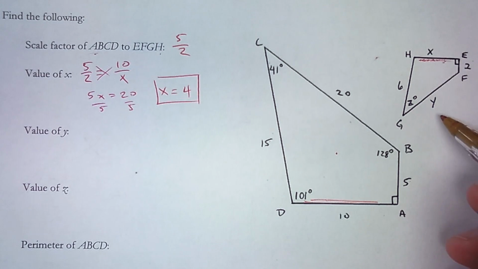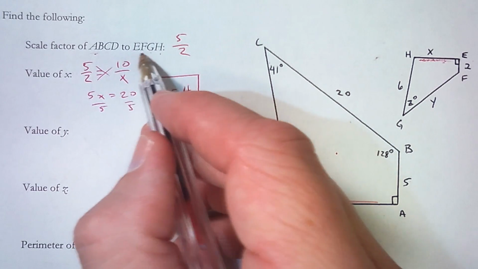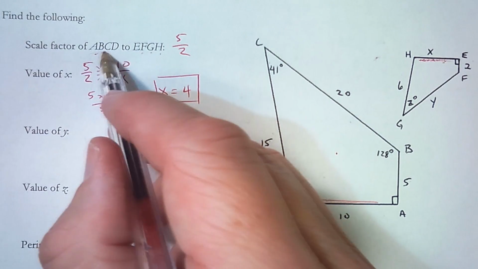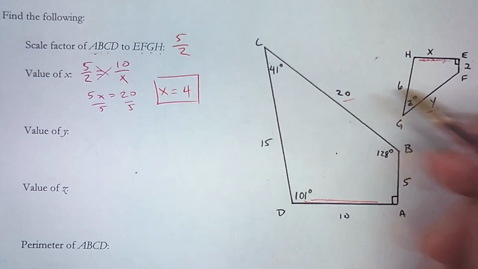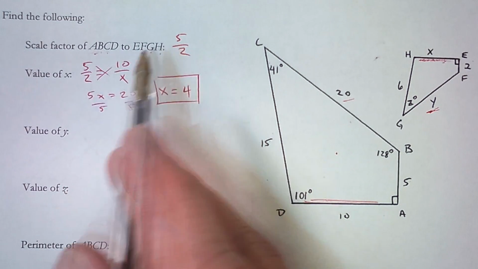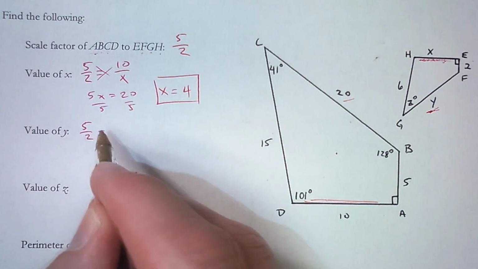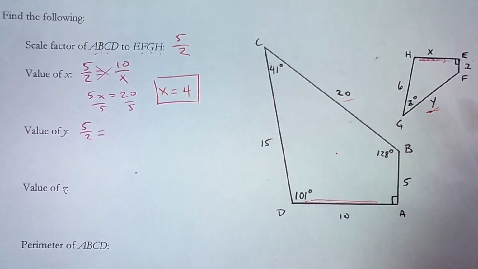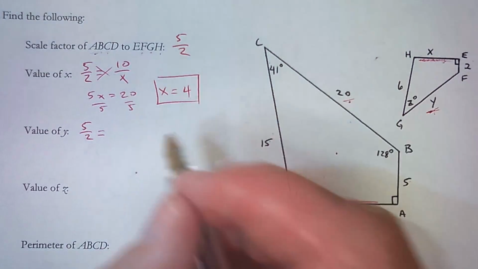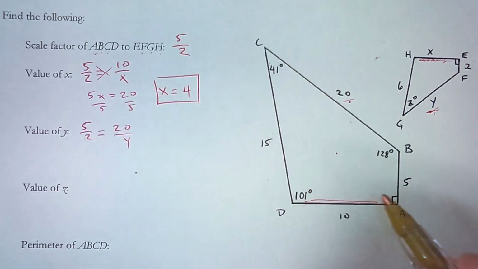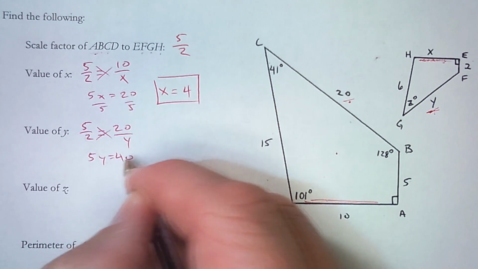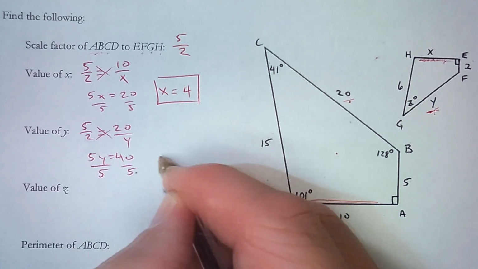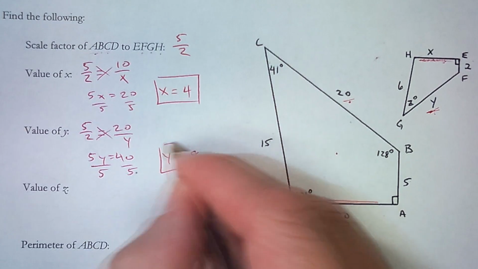Now the value of y. Y is here on GF. So GF, that's these two middle letters, so that goes with BC. So y goes with 20. And we're going to start with the scale factor. 5 is to 2 as, and that's large over small, so large over small, 20 is to y. Cross products are 5y and 40. And 40 divided by 5 is 8.